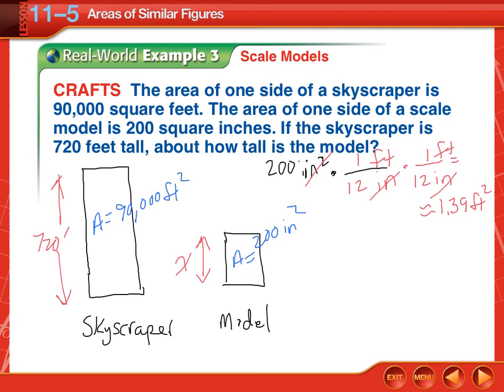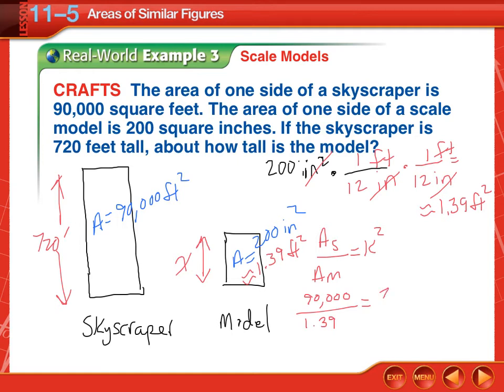So let's rewrite that here. This is about 1.39 square feet. Okay, so let's look at the ratio. The area of the skyscraper to the area of the model equals the scale factor squared. And we have the area of the skyscraper is 90,000 to the area of the model, which we now know is 1.39. And we can take a look at the scale factor.